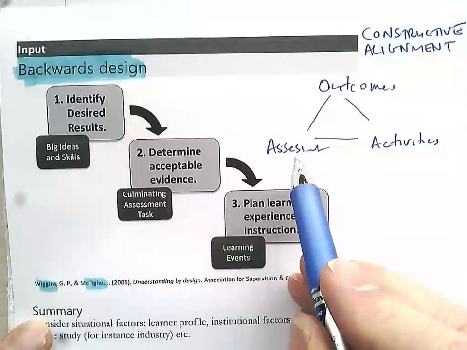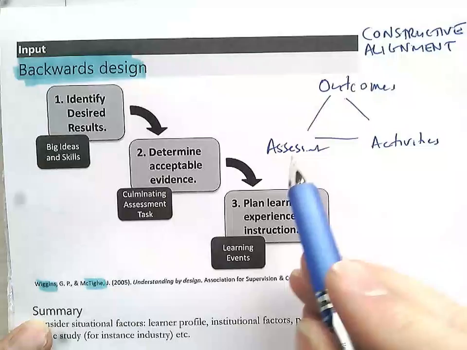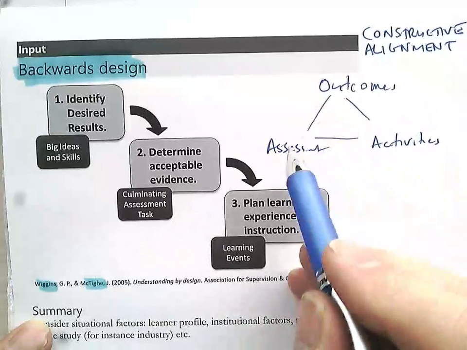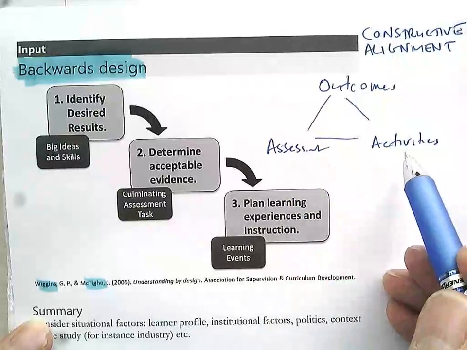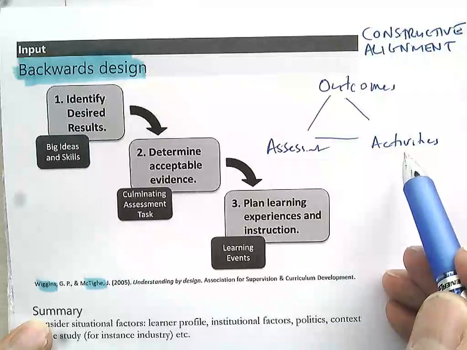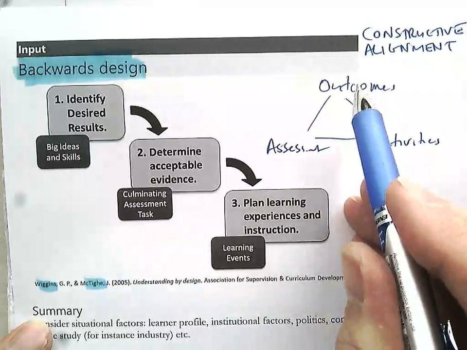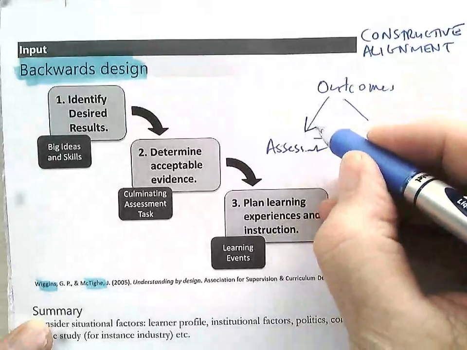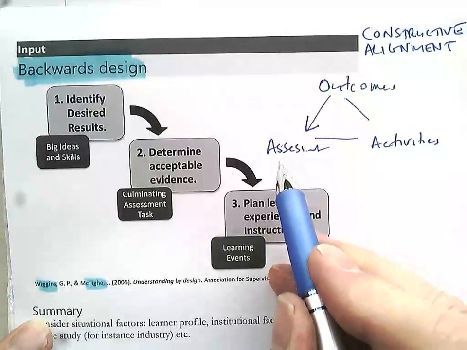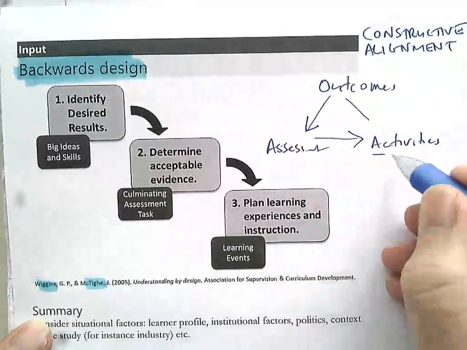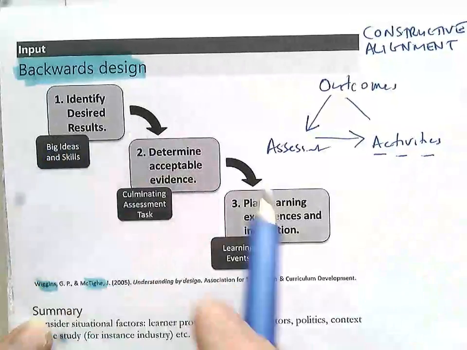The classic case is the Mr. Dance-A-Lot videos, where the outcomes and the assessment are that you can dance, but your activities in class is listening to a lecture on dance. So your outcomes feed into what your assessment is going to consist of, and this then informs the classroom activities. And it's written up here in a different way.